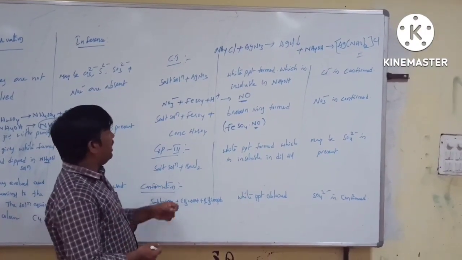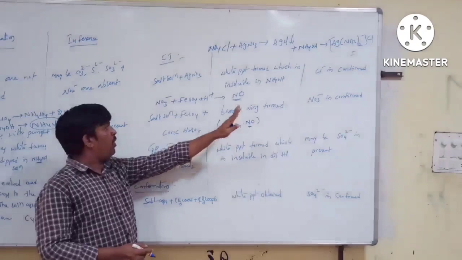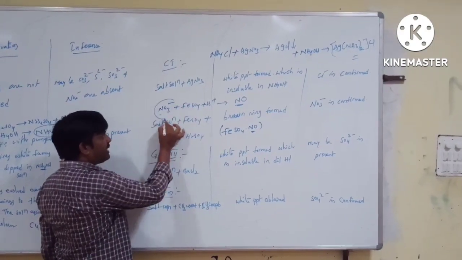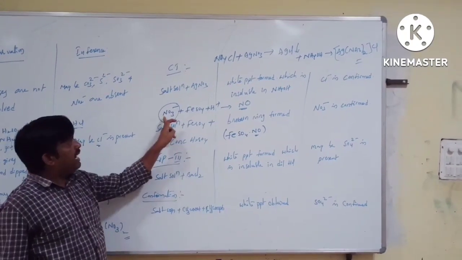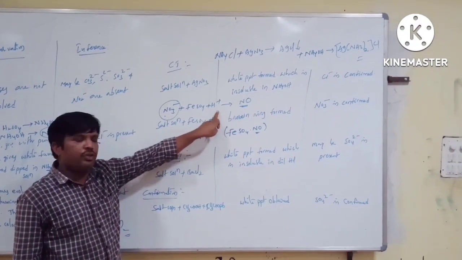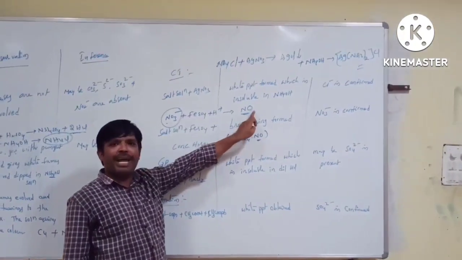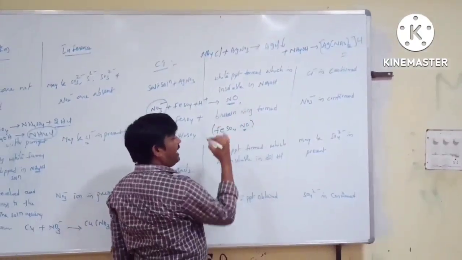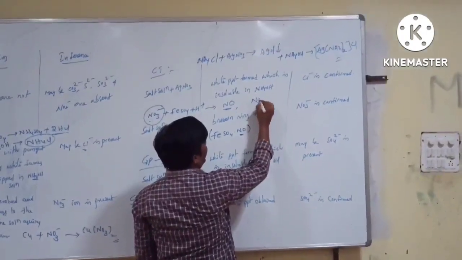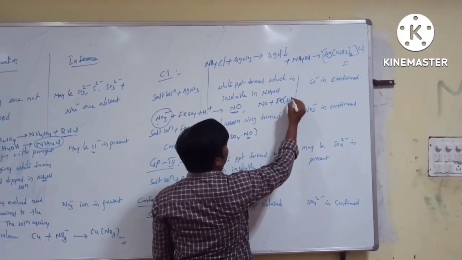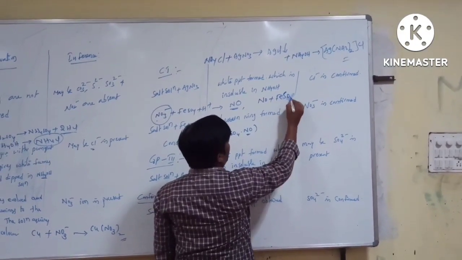What is the brown ring? Why is the brown ring formed? When the salt contains nitrate ion, the nitrate reacts with FeSO4 in the presence of H2SO4. First of all, nitric oxide is formed. That nitric oxide then reacts with the remaining ferrous sulfate, FeSO4.